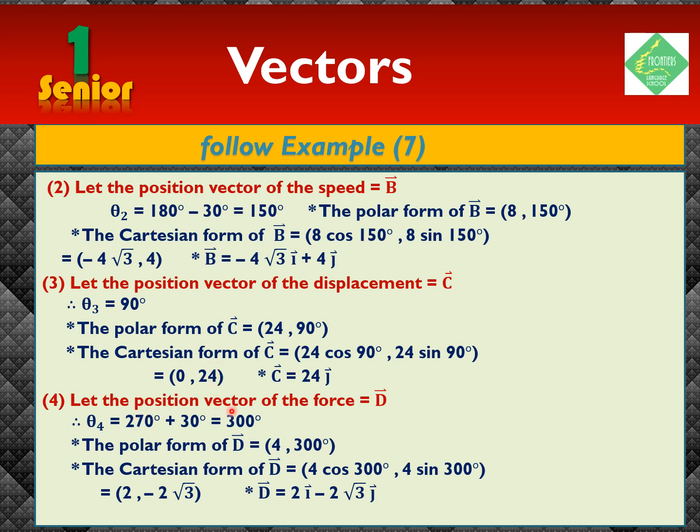Number 4, let the position vector be the force D, so theta equals 300 as we discussed. The polar form equals 4 and the angle 300 degrees, so the coordinates will be 4 and 300. To get the Cartesian form, multiply the norm by cosine 300 to get the x coordinate, and to get the y coordinate multiply 4 by sine 300. So it will be 2 and negative 2 root 3. To get the fundamental unit vector, 2 multiplying i plus negative 2 root 3 j.